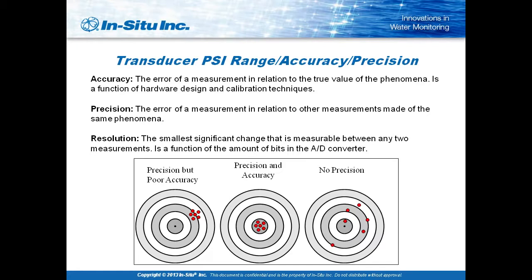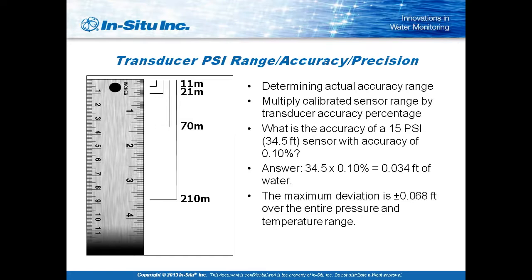The smallest resolution is determined by how many bits of resolution are in that A to D converter. If it's a 16-bit as opposed to a 32-bit, well, the 32-bit can see a change that's twice as small. But just because you can see a change doesn't mean that it's accurate. So here's a good illustration of accuracy and resolution.